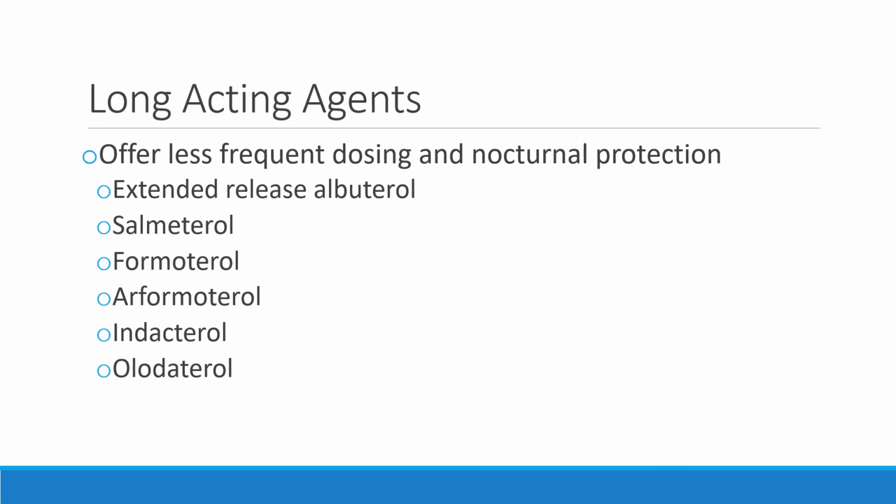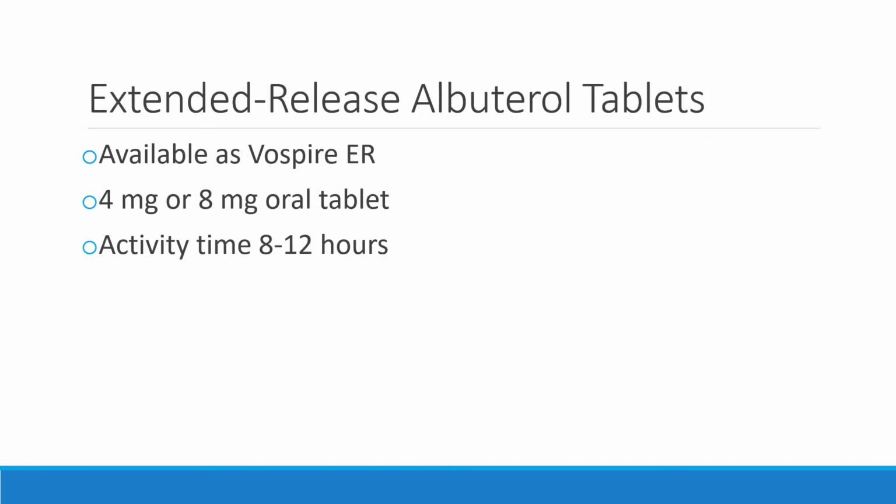Great for maintenance in COPD, which we talked about, COPD and asthma being your two primary reasons for using these, right? So extended release tablets, albuterol tablets, are more used in your pediatric population. So Vospire is the thing that I was talking about here. Extended release is ER, right? And it can be used more for kids, like I said, 4 to 8 milligram oral tablets. Activity time is around 8 to 12 hours, so it takes a while before it goes out of their system, but it's a great medication especially if they're noncompliant with other forms.